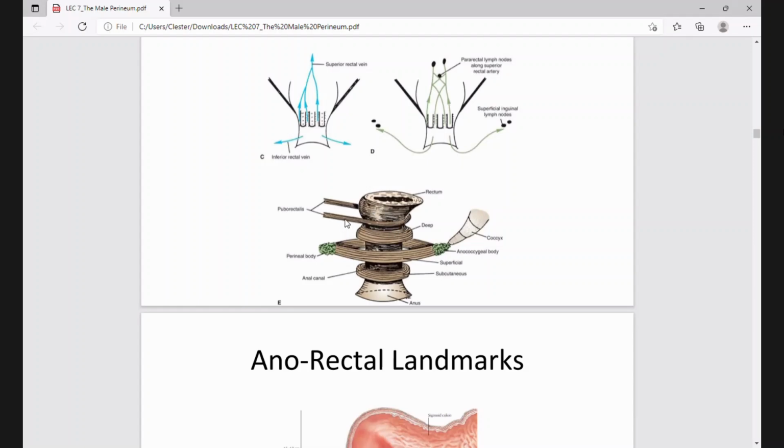And imagine this muscle as pulling the rectum forward this way so that there is now an angulation. So it is not straight like that; the rectum is angulated at the anal canal. And this adds to the continence.